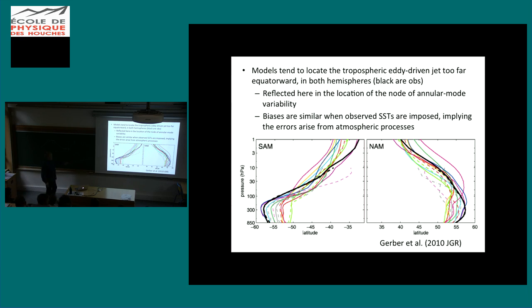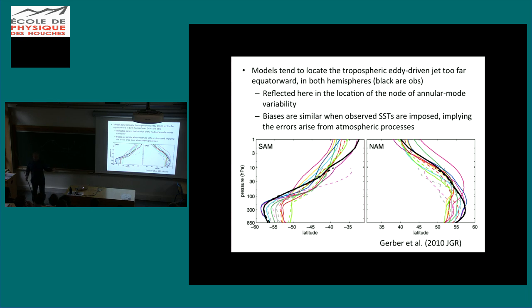And the black is the observations, and the colors are all these different models. These aren't CMIP, but it's this CCMVal, but it was similar. These are models with chemistry, but that doesn't matter. So you see that, this is all the way up to the stratopause, because they were stratospheric models as well. But if we just focus on the troposphere, you see that almost no models are at the right place, maybe one, but they're almost always equatorward, and that's true in the northern hemisphere too.